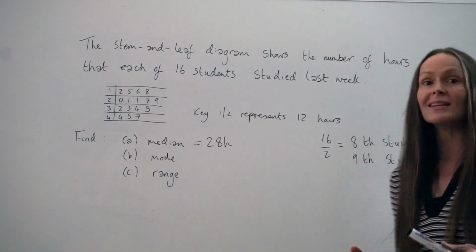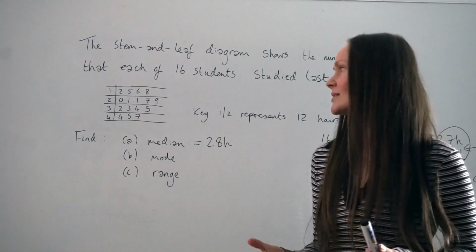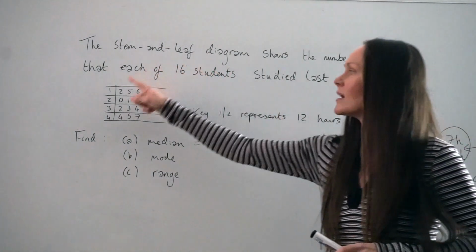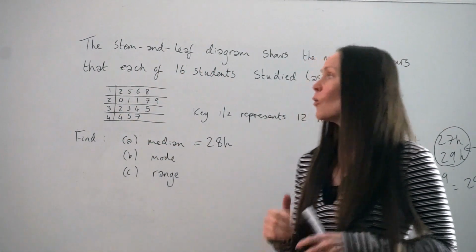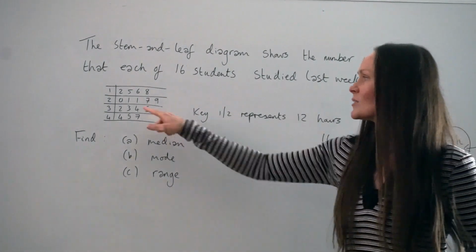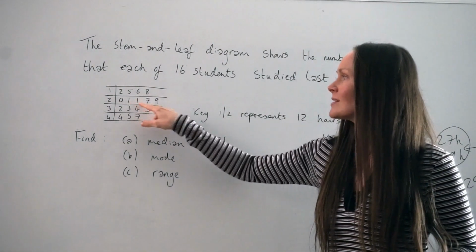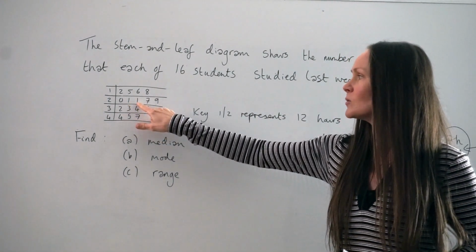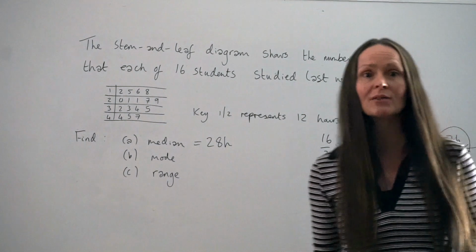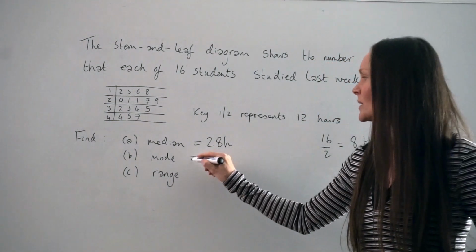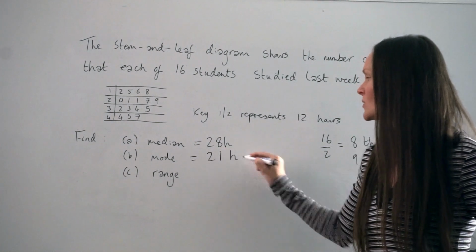So the mode is the most frequent value in the set of data. Now, if we look at the stem and leaf diagram here, I can see that one of the numbers has occurred more than once. This one here, can you see there are 2 consecutive ones? So this means 21 hours and so does this one. So it's the only value that's being repeated. So the mode has to be 21 hours.